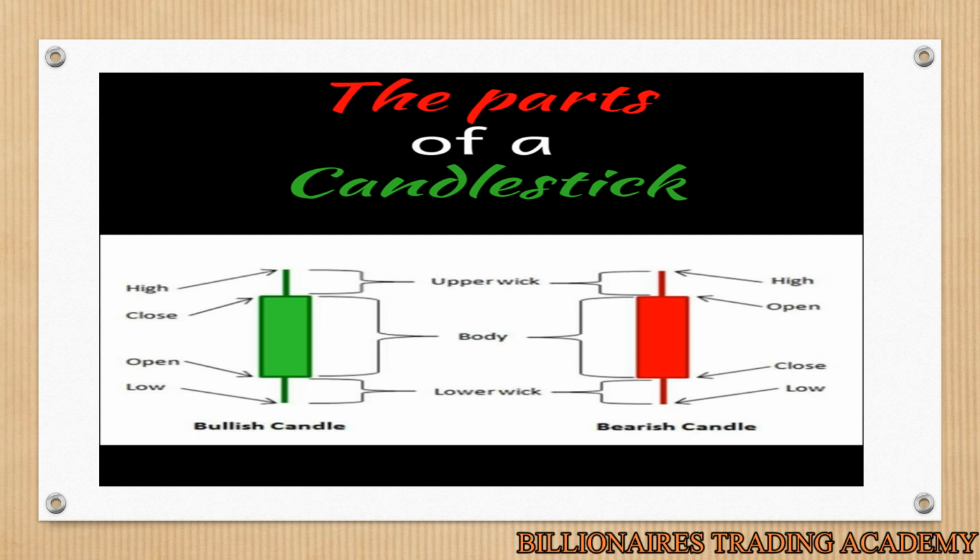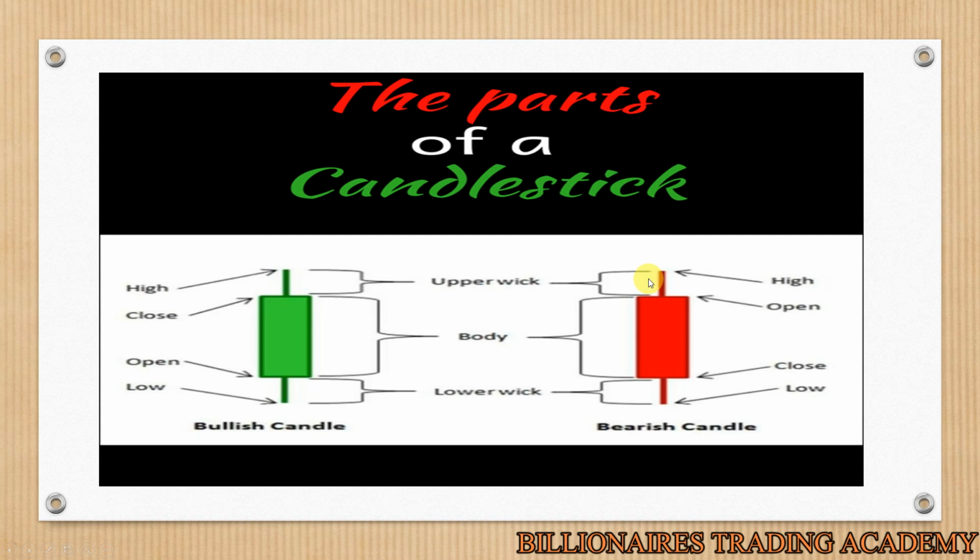So let's now explore the bearish candlestick. The bearish candlestick has the same parts, except that the opening price will be above the closing price. So this is the opening price, this is the closing price, this is the high, this is the low, this is the lower wick, this is the body, and then this is the upper wick. These are the parts of the candlestick.